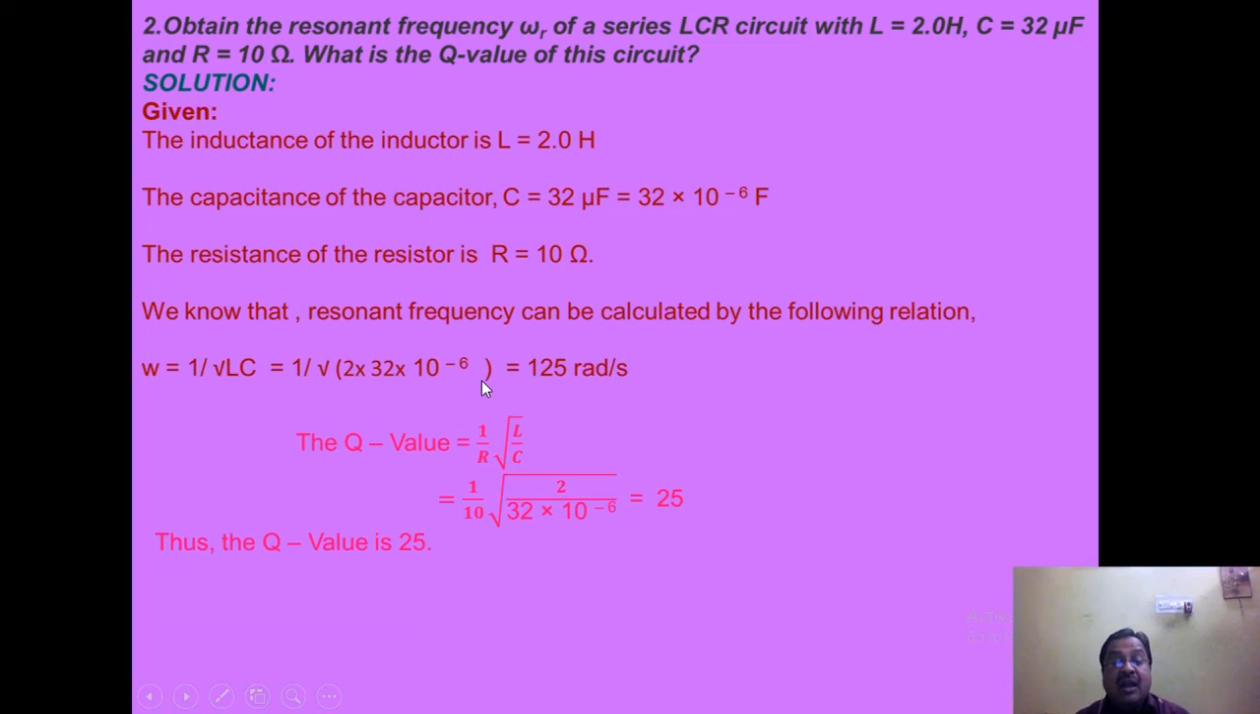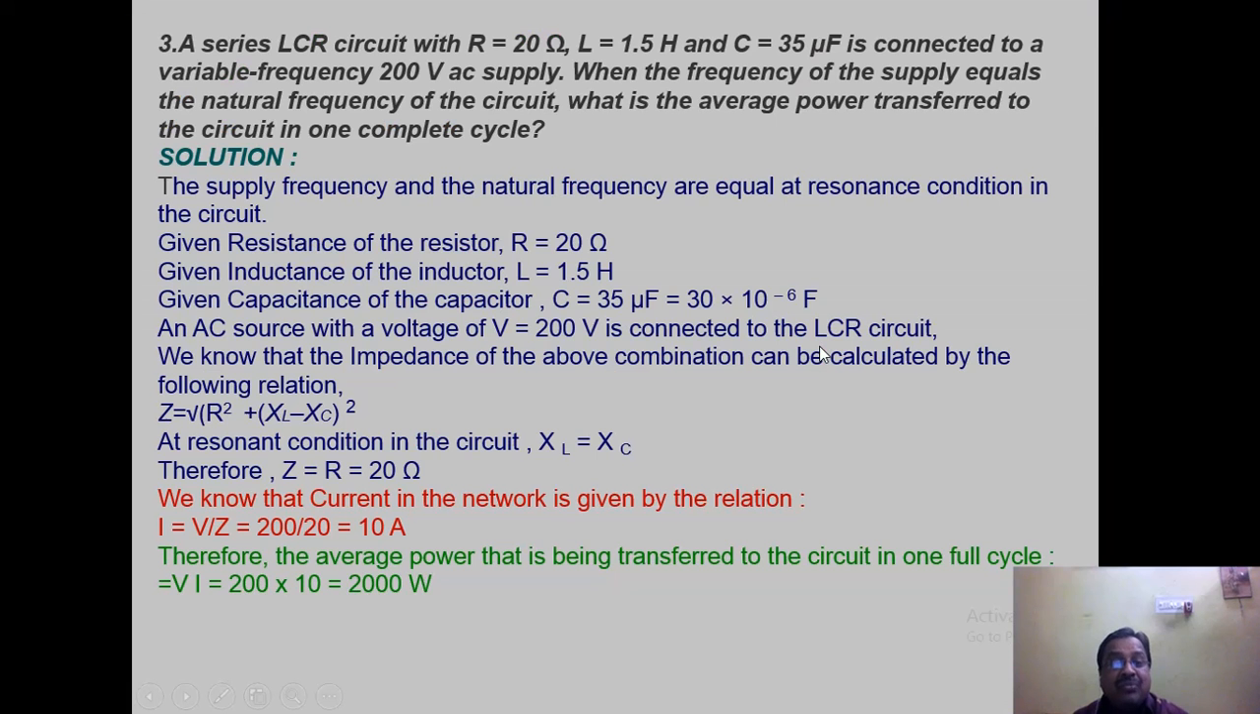Whenever calculated, it will give you 125 radian per second. So that's the resonant frequency. What is the quality factor or Q value? It is given by 1 by R square root of LC. R is 10 ohm, L is 2 SI unit, C is 32 into 10 to the power minus 6 SI unit. Just calculate, it is 25. So the Q factor or Q value is 25.